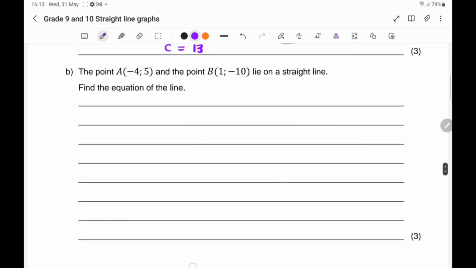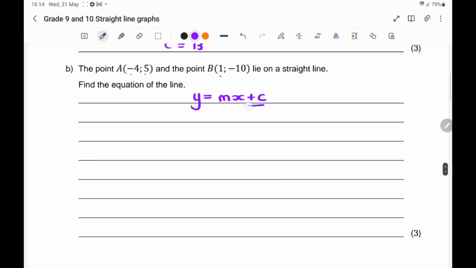All right. The point A, -4, 5, and the point B, 1, -10, lie on a straight line. Find the equation of the line. So we've got y is equal to mx plus c. We don't have a y-intercept because we don't have it where it's 0, 5 perhaps, or 0 something. So we can't use the y-intercept. We have to start with the gradient.